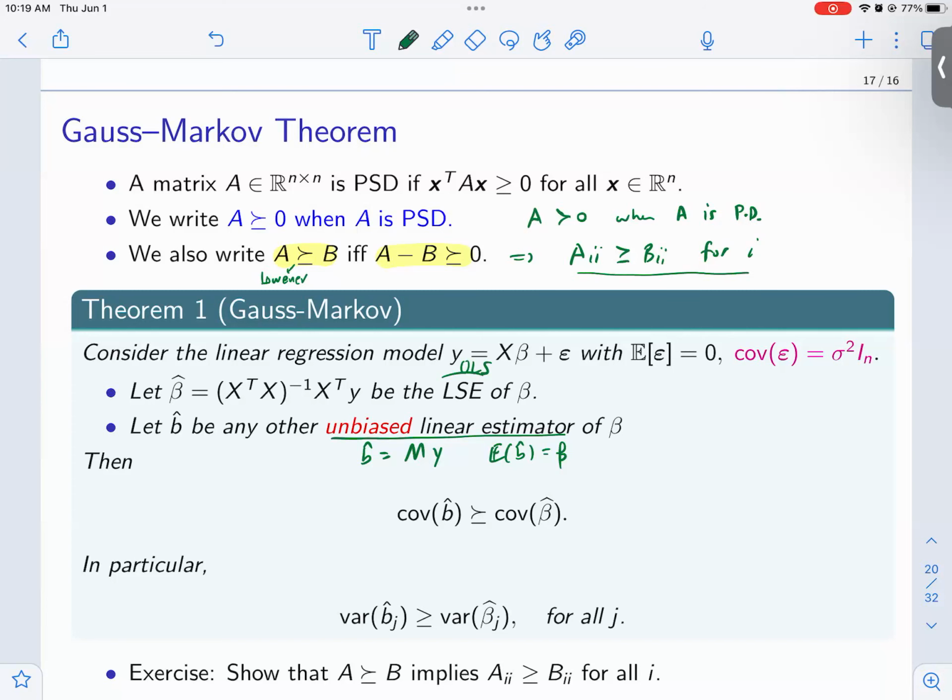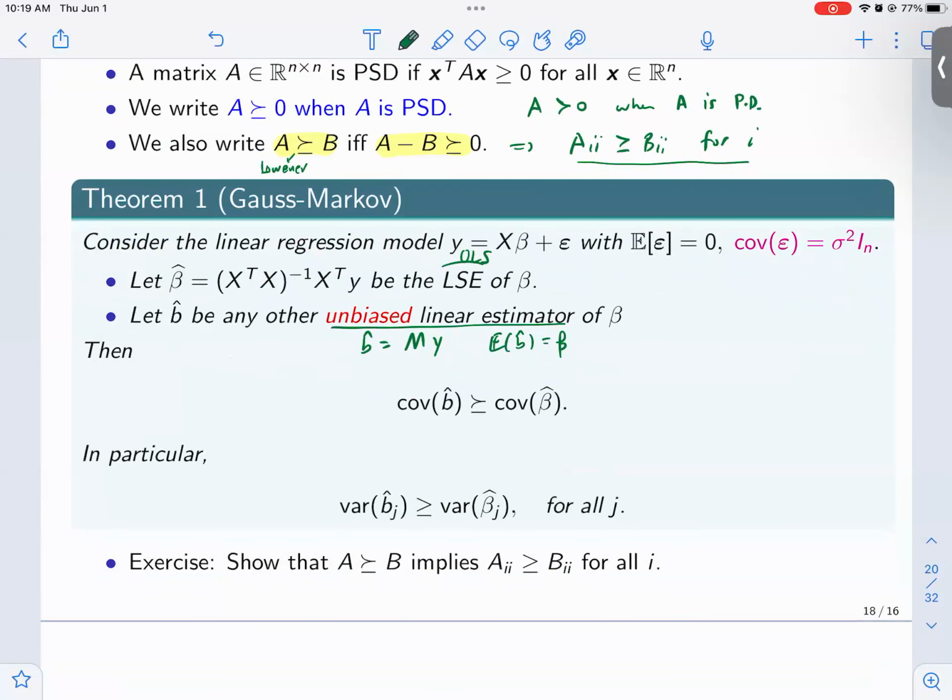So if you believe that, then this statement in particular gives you that the diagonal entries of the covariance of B hat, which are the variances of B hat_j, are bigger than or equal to the variances of β hat_j. So all the variances of the components are bigger than or equal to, because you can show this, but it tells you more. It tells you much more. Sounds good?